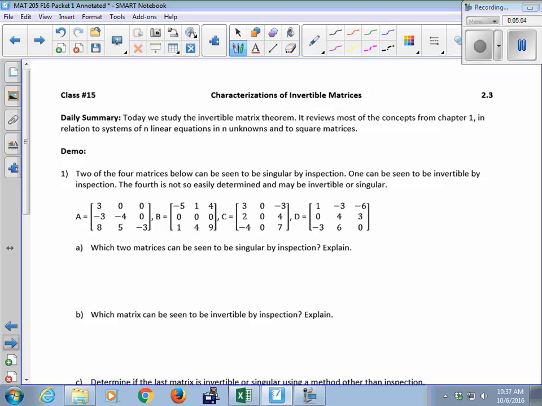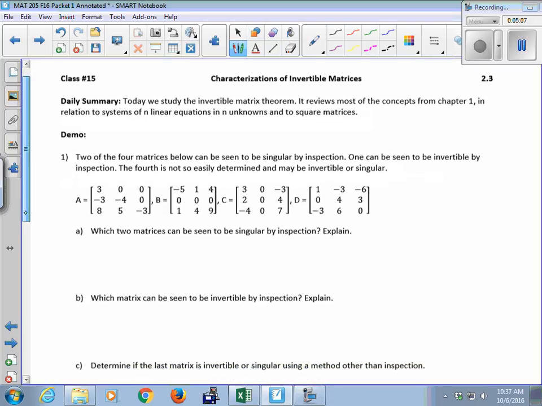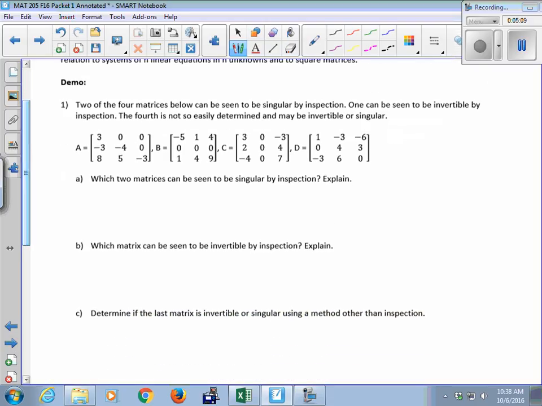All right, so let's take a look at these four matrices. Two of them can be seen to be singular, that is not invertible. They don't have an inverse just by looking at them. So we have to think about what it means to not have an inverse. It means you cannot row reduce it to the identity. C, definitely, because we've got this column of zeros. So that means those three columns are not linearly independent, so everything on the list is false. So it's not invertible.